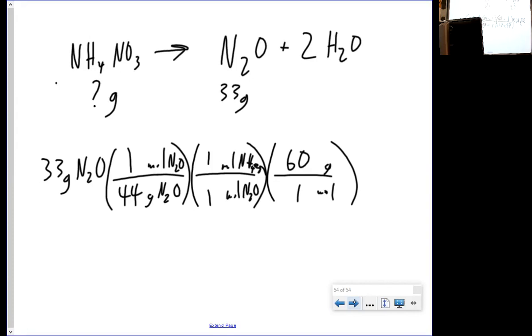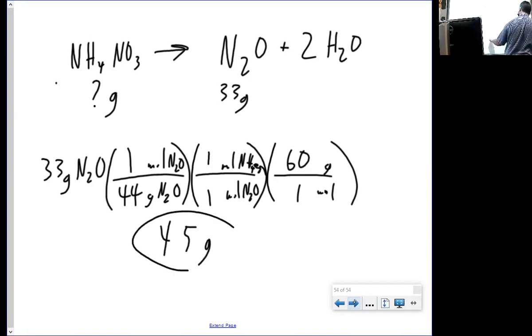You agree with what I'm saying? Make sure you agree with him. It's 45 on the dot. 45 grams of NH4NO3. See, does it make sense? It's a 1-to-1 ratio. You expect it to be pretty close because it's a 1-to-1 ratio. The reason this number is higher is because there's more stuff there. A mole of this is going to weigh more than a mole of that. Questions?